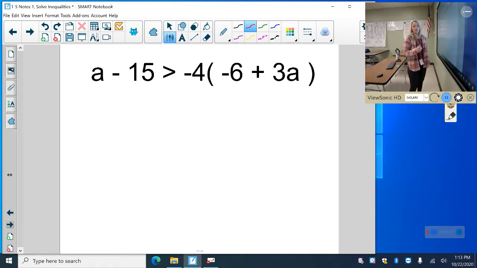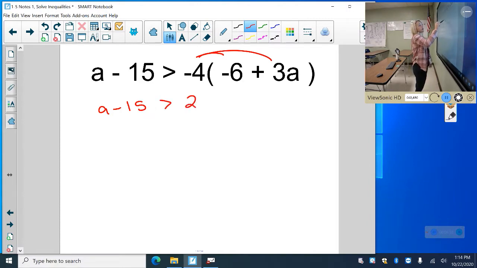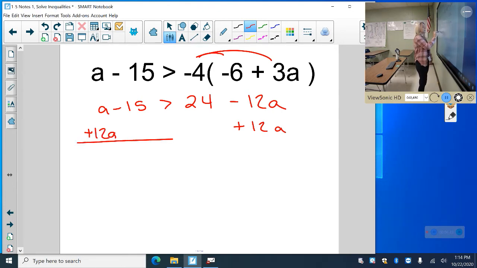Now they're going to get a little more complicated. Just like I would solve a normal equation, this is an inequality, so I'm going to distribute my negative 4. Negative 4 times negative 6 is positive 24. Negative 4 times positive 3a is negative 12a. I'm going to combine my a, so I'm going to add 12a to both sides. So I have a plus 12a is 13a. Minus 15 is greater than 24.